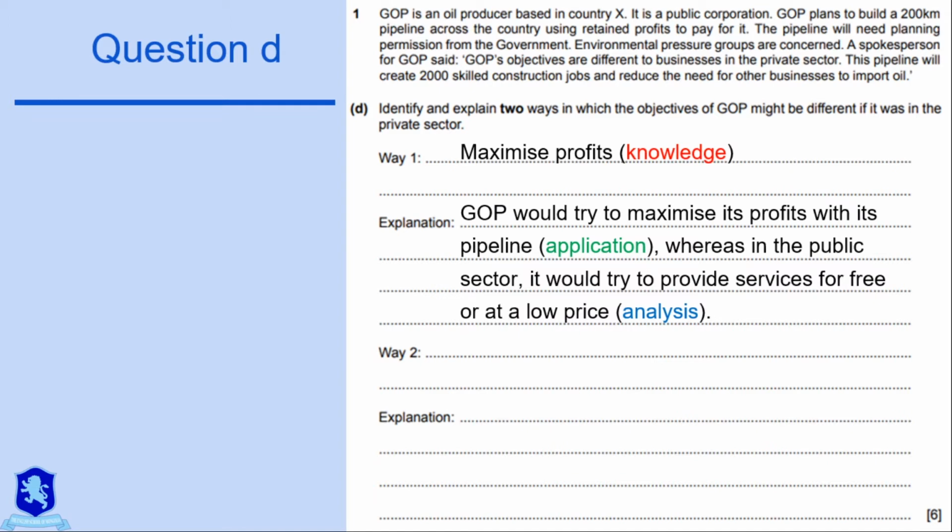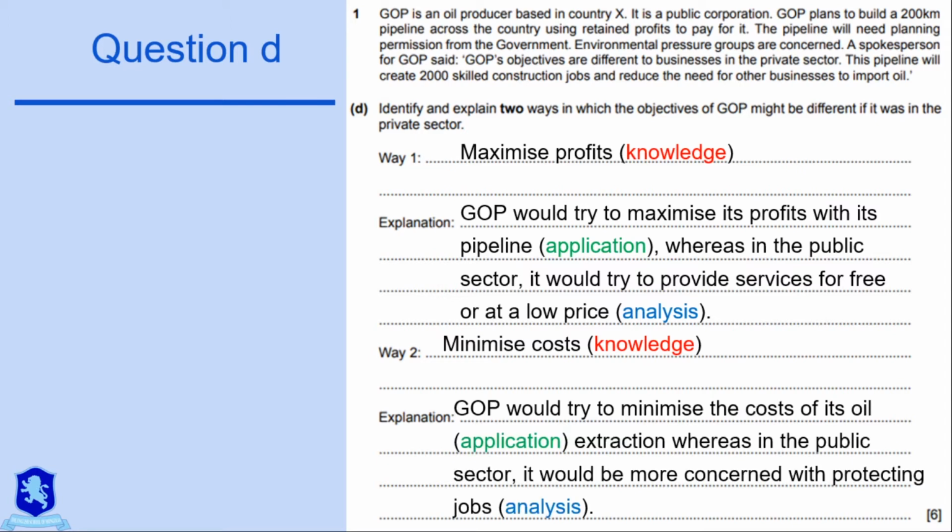You could write that in the private sector, GOP would try to minimize the costs. This is the knowledge point. Of its oil extraction. This is the application point. Whereas in the public sector, it would be more concerned with protecting jobs. It's the analysis point. So with question D, you have 2 marks for knowledge, 2 marks for application, and 2 marks for analysis.